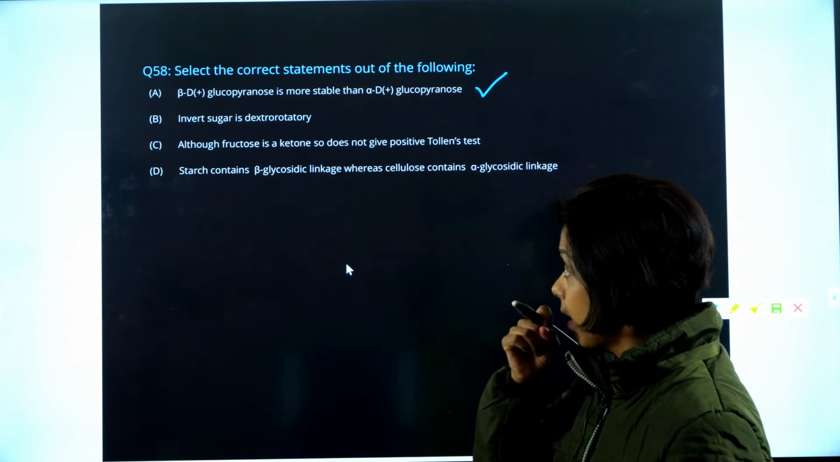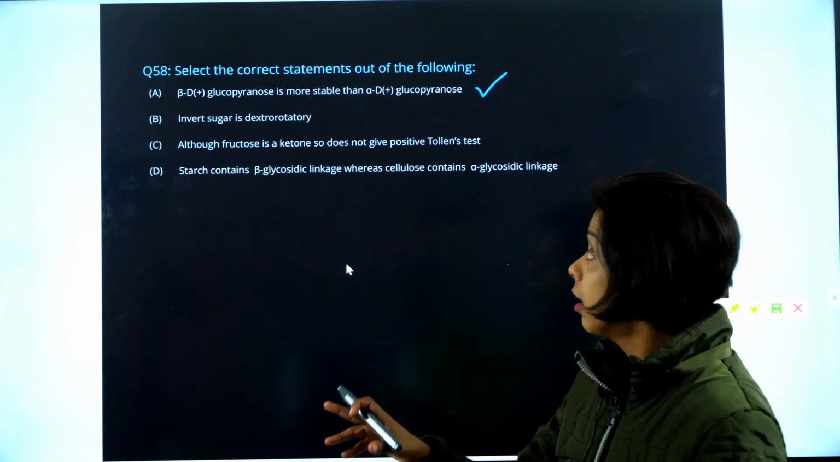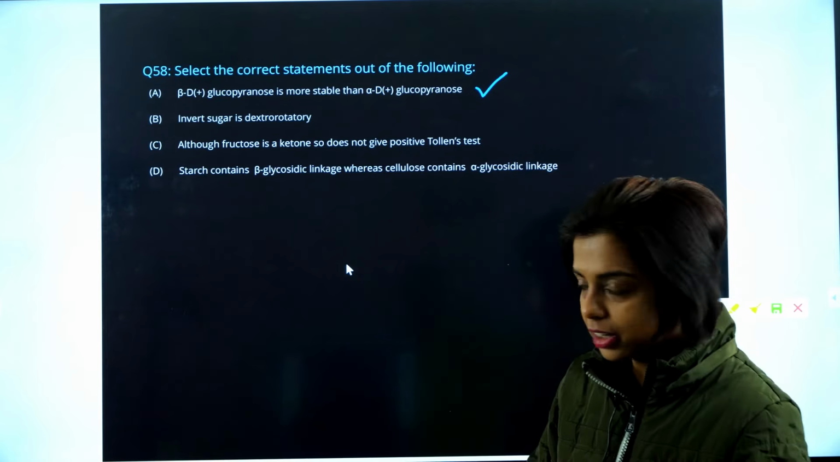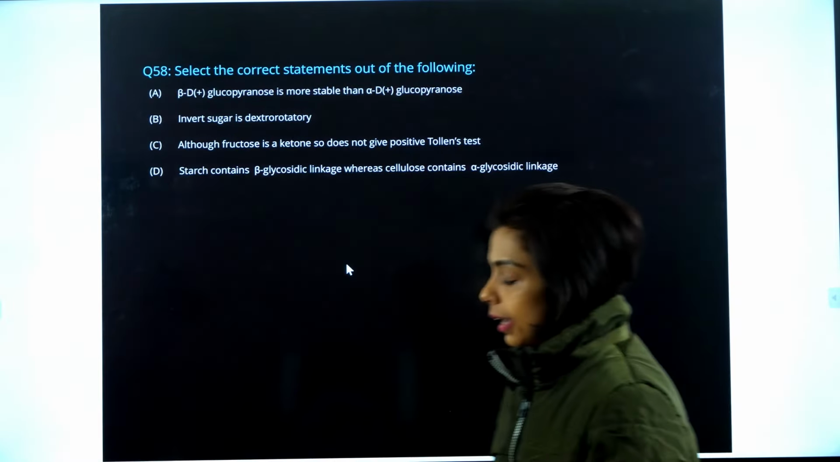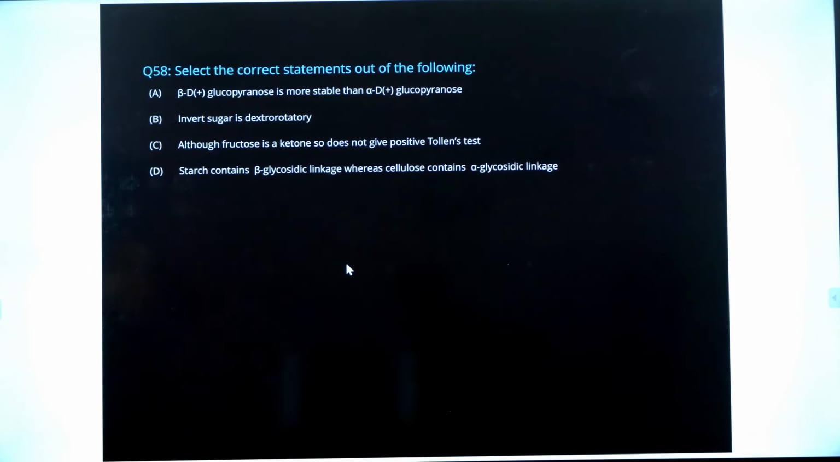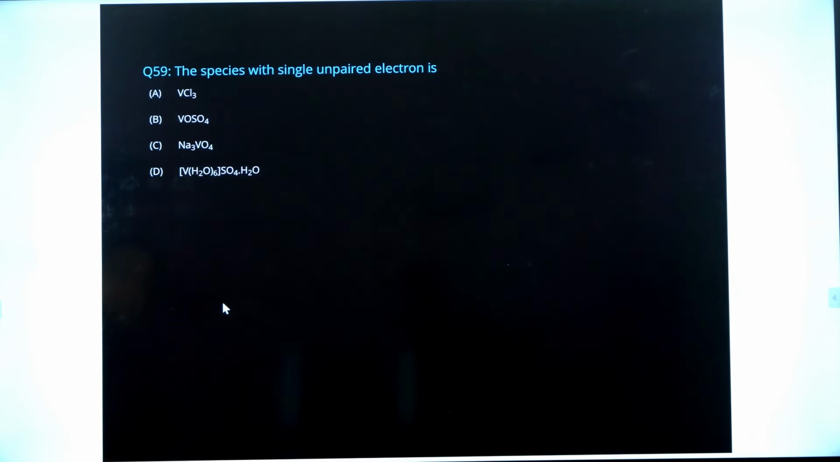Starch contains alpha glycosidic linkages, not beta. You must have beta glycoside. Okay? So B, C, D are wrong. The only correct statement is A. A is the correct answer, guys. We can save our time once we get A as the answer.